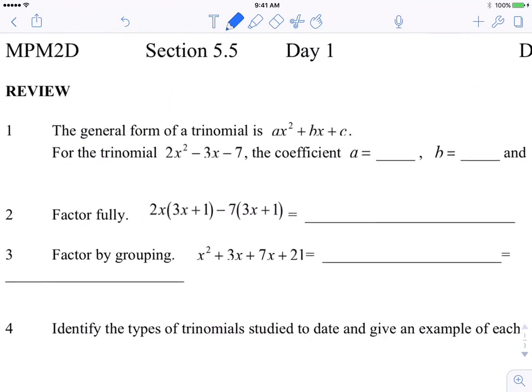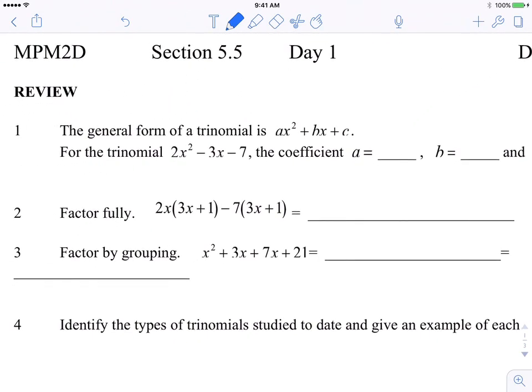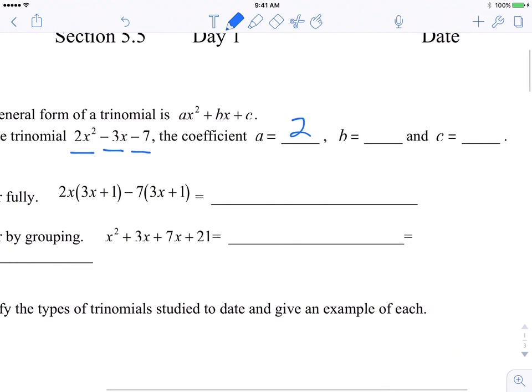The general form of a trinomial is ax squared plus bx plus c, or standard form. For this trinomial, 2x squared minus 3x minus 7, the numerical coefficient of a is 2, b is negative 3, and c is negative 7. That is our a value, b value, and c value.